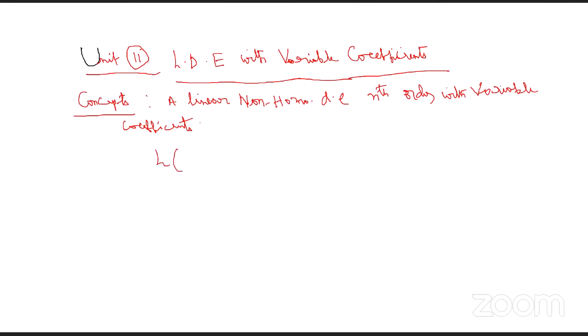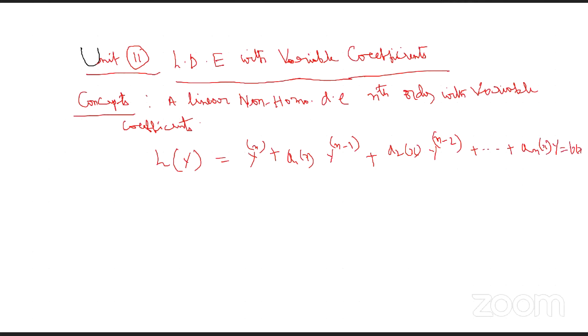Here L of y equals y to the power n plus a1(x) y to the power n minus 1, plus a2(x) y to the power n minus 2, and so on, plus an(x) y, equal to b(x). This is equation number 1.